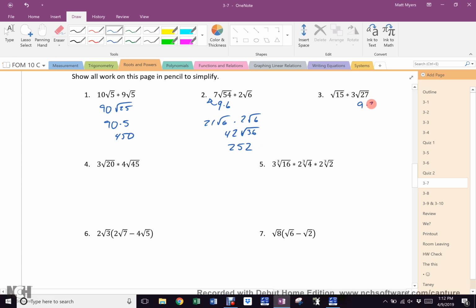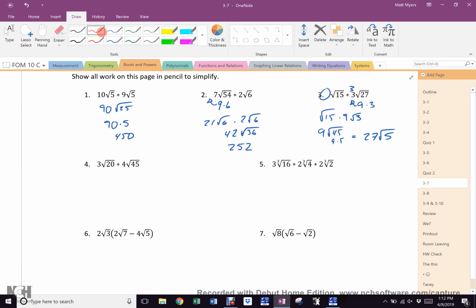That is 9 times 3, so out comes a 3. So that is root 15 times 9 root 3, which is 9 root 45, which is 9 times 5, to get us to 27 root 5. We remember numbers out front multiply with numbers out front. Numbers radicands multiply with radicands. Always better to simplify before you multiply.